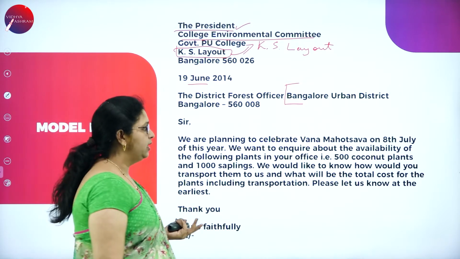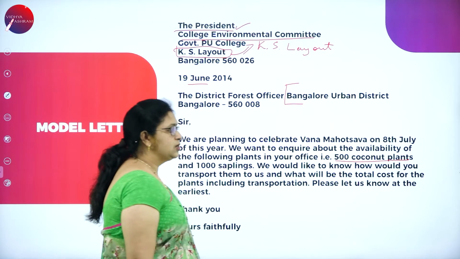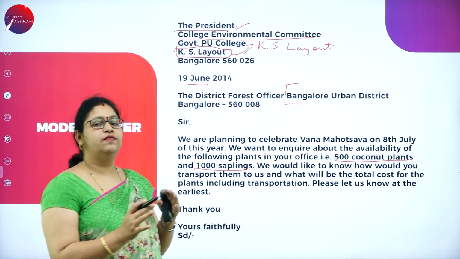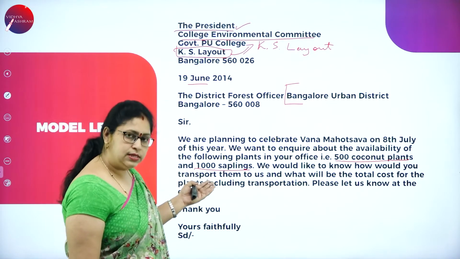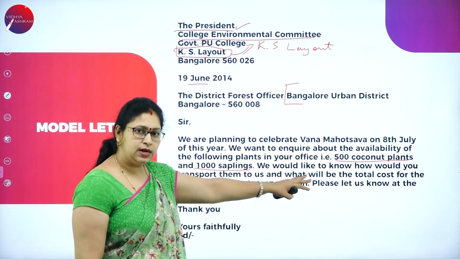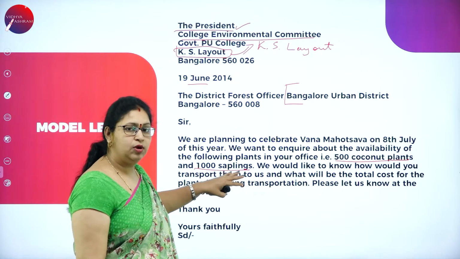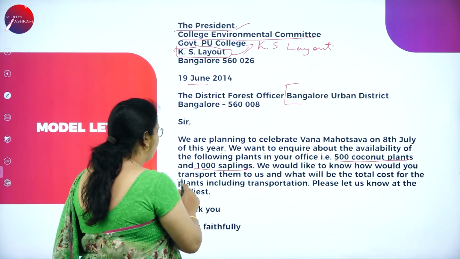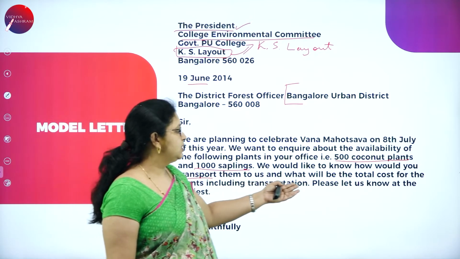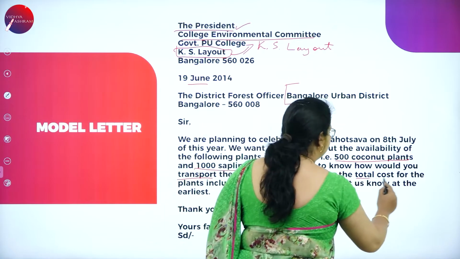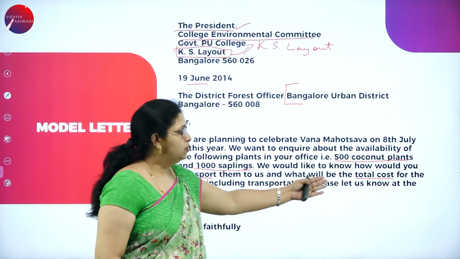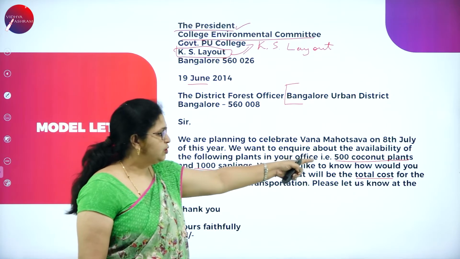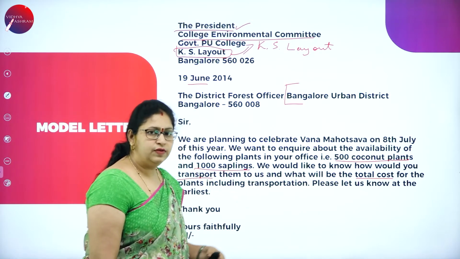Okay. So which are the plants they need? They are mentioning one plant particularly, that is coconut plants. How many? 500 coconut plants, and 1000 saplings can be of different types here. Okay. So this makes us understand that coconut plant is compulsorily they want, and 1000 saplings can be of different types. We would like to know how would you transport them. So here comes the transportation point. We would like to know how would you transport to us and what will be the total cost. So here is the other point which has to come in the letter. So total cost for the plants including transportation. So everything is asked here. Types of plants, transportation mode and cost of each sapling.